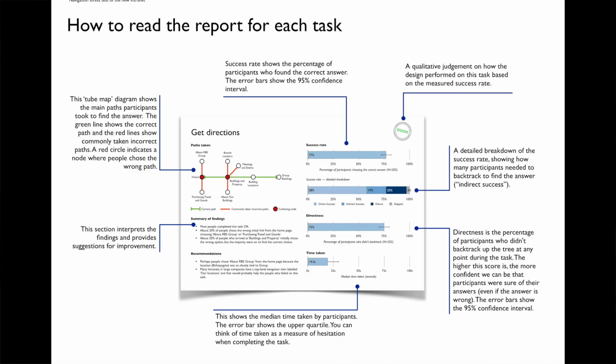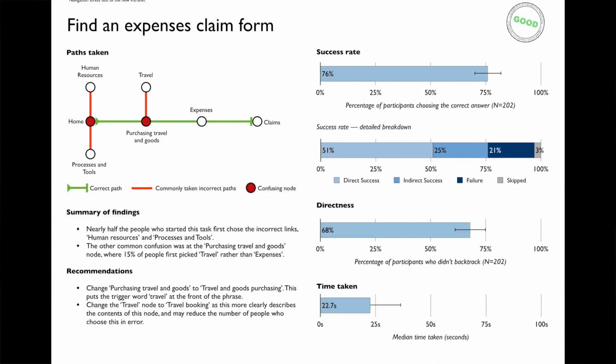There's a single report that I produced for each task. This is kind of a quick summary of that. Let's jump into one of those specific ones. So this is for find an expenses claim form. And you can see that what I've measured here at the top, to work out whether or not the navigation system is any good, is a success rate, and that success rate is defined as the percentage of people who chose the correct answer.